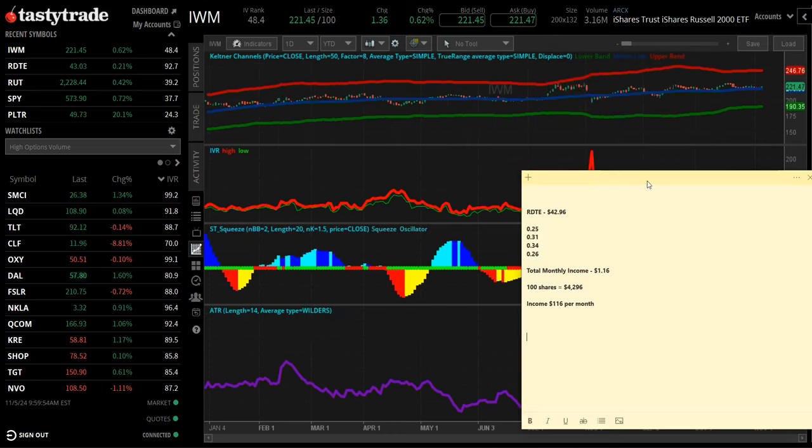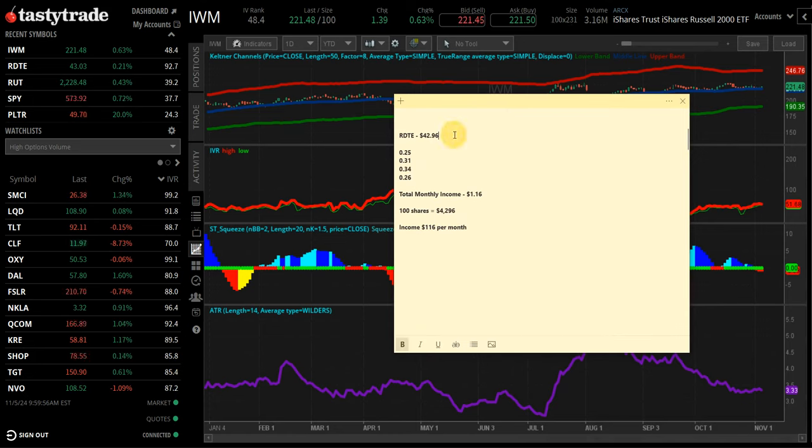Open your Tasty Trade account. I got my sticky note in here. I have the price of RDTE right now and what you would have collected if you just held 100 shares of RDTE. I'm going to show you a better way to collect more and pay less. You collected 25 cents, 31, 34, 26. Total monthly income is this amount, $1.16.